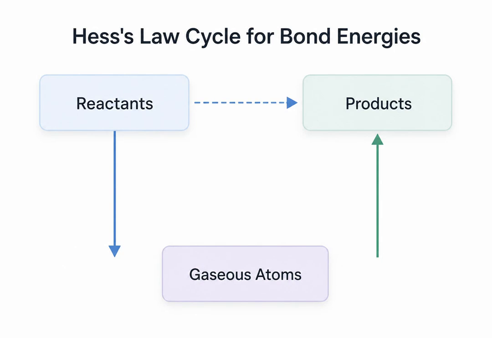Alternatively, we can visualize this using a Hess's law cycle, sometimes called an enthalpy cycle. We place our reactants and products at the top. The intermediate state at the bottom consists of completely separated gaseous atoms. The arrow pointing down from the reactants represents the energy required to break all the bonds. This is an endothermic step. The arrow pointing up from the gaseous atoms to the products represents the energy released when new bonds form. The overall heat of reaction is just the mathematical sum of these pathways.